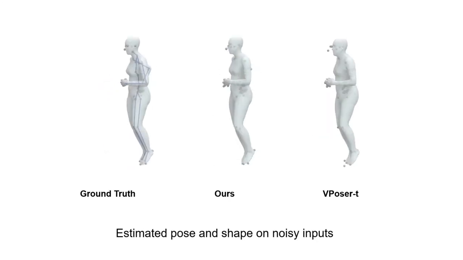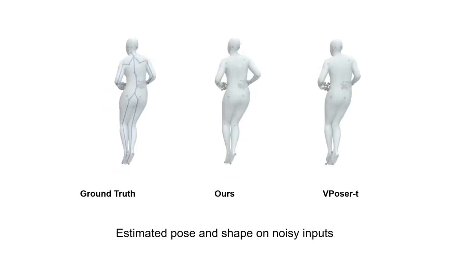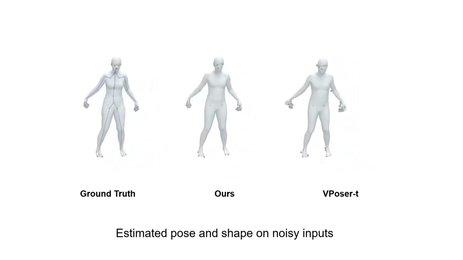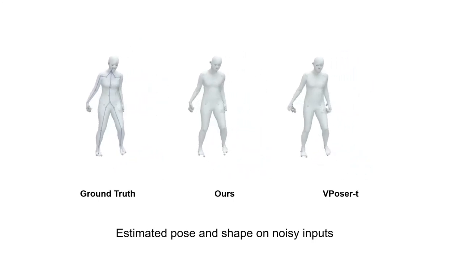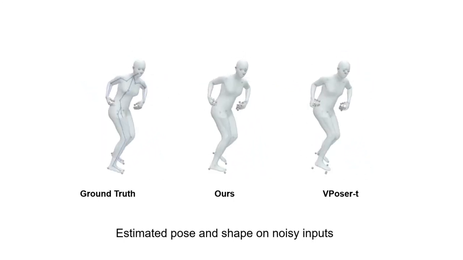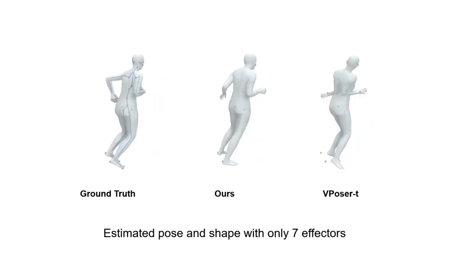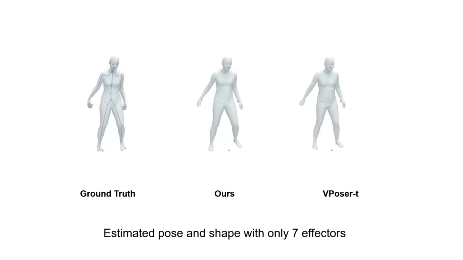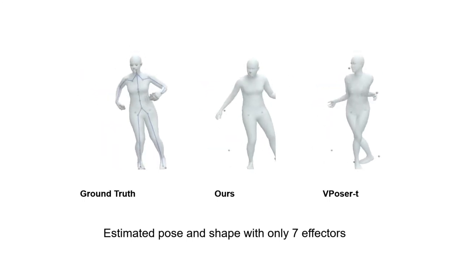Next, we add Gaussian noise with a standard deviation of 10 mm, effectively adding 16 mm error on average to all of the joints. We see that our model's performance only degrades by 3 mm, while DeposeT's results drop by 20 mm. Finally, we only use 7 keypoints to control the pose and see that our model can correctly estimate the body with realistic movements while DeposeT fails to do so.